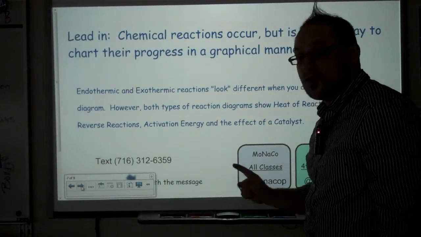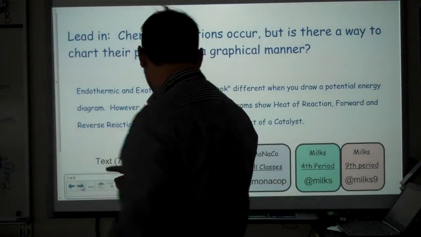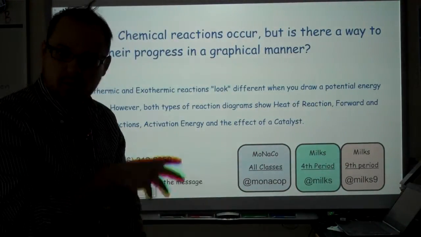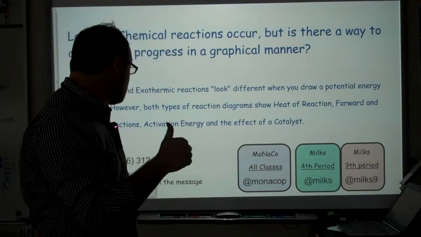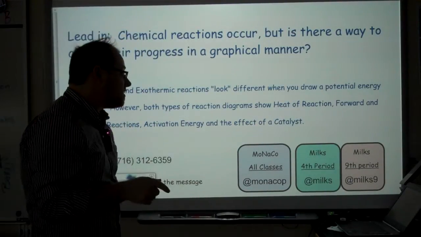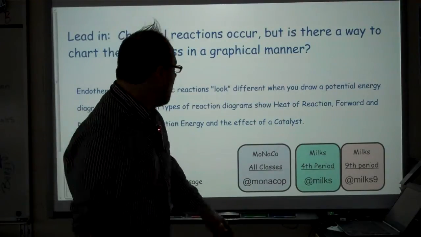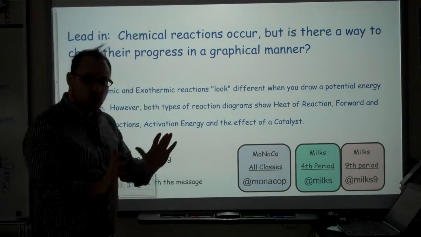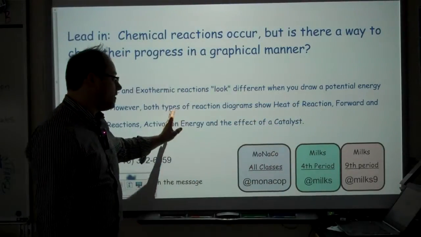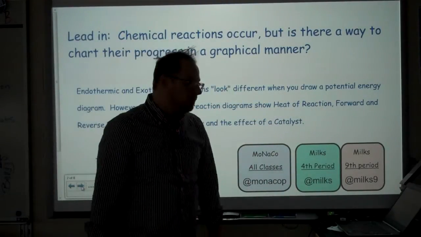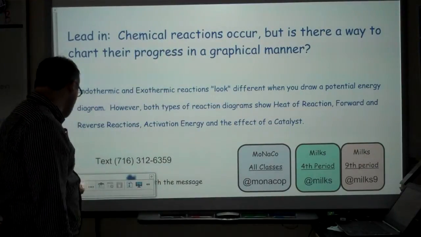Both types all show certain things though, like heat of reaction, which is how much heat is absorbed or released in the reaction. The forward and reverse reactions, activation energy, and the effect of adding a catalyst. So even though these two graphs are going to look slightly different, all of the information, like heat of reaction, forward, reverse, all that stuff, is in both types of diagram. So let's get to it.